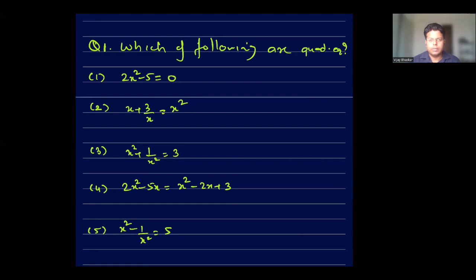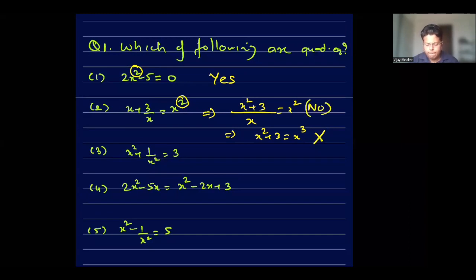Now let's look at a question. Which of the following are quadratic equations? Okay. Is the first one a quadratic equation? Yes, because the power of the variable is 2. So yes, it is a quadratic equation. What about the second one? Even though we are seeing that the power of the variable is 2, here I have to take LCM first. If I take LCM, I'll get x square plus 3 equal to x square. When I rearrange it, I will get x square plus 3 is equal to x cube. This is not a quadratic equation. This is a cubic equation. So this is not true. So answer is no.